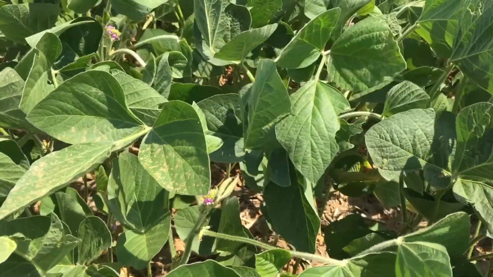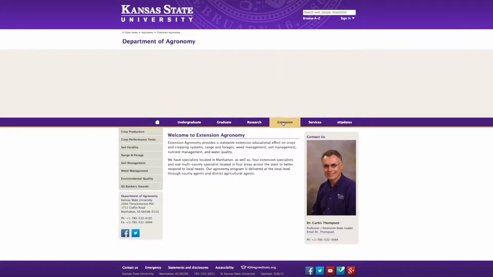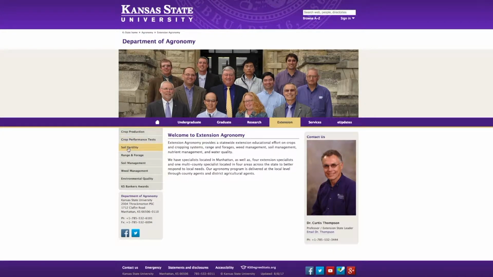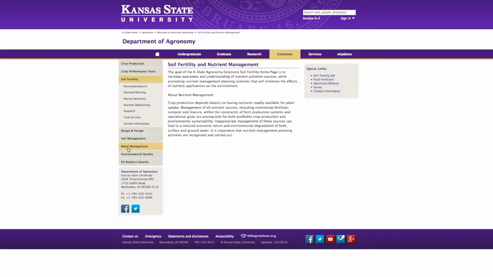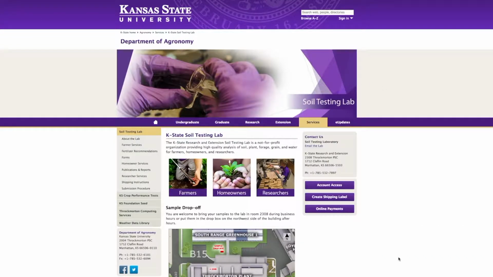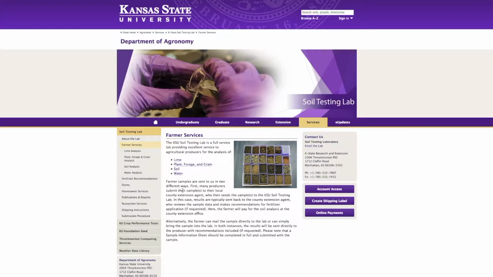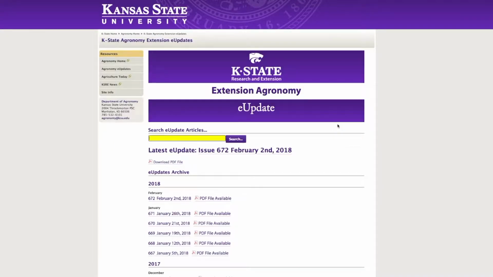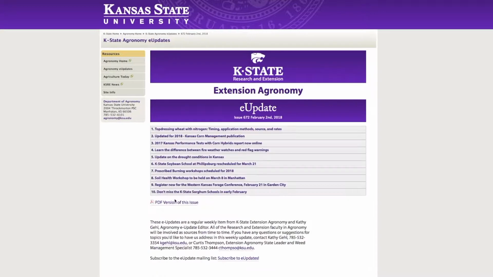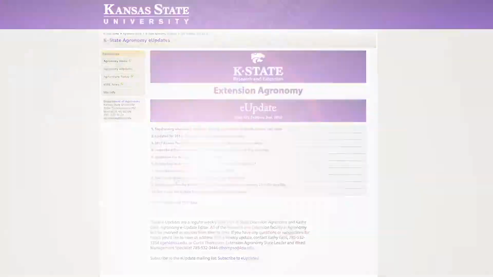In terms of information, we are doing several of these meetings this year with producers. We do have our soil testing lab website at K-State, where we have a lot of the information in terms of recommendations for fertility management in soybeans. We do have the e-updates that I definitely encourage producers to look at as we are providing some guidelines and some timely recommendations for our major crops in Kansas.